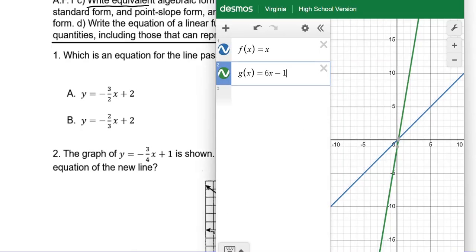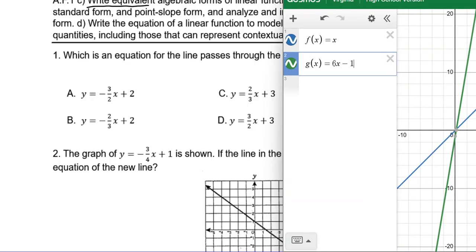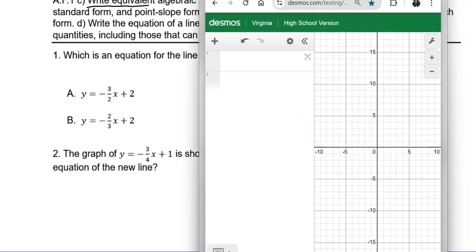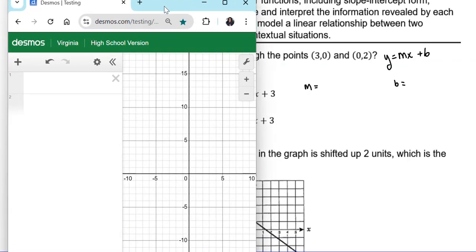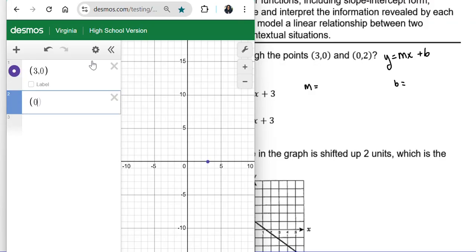All right, so what I'm going to do here is go ahead and put these 2 points in Desmos. Sorry. Okay, I'm going to put (3, 0) and then (0, 2). And there are my 2 points right there.